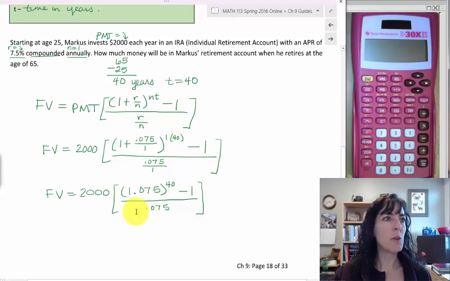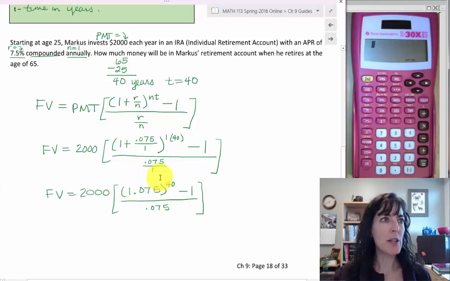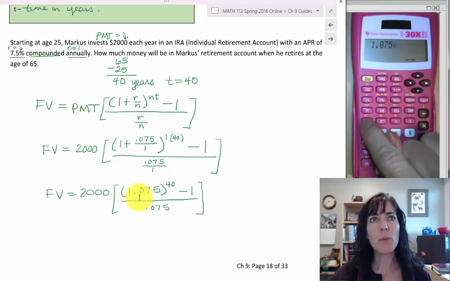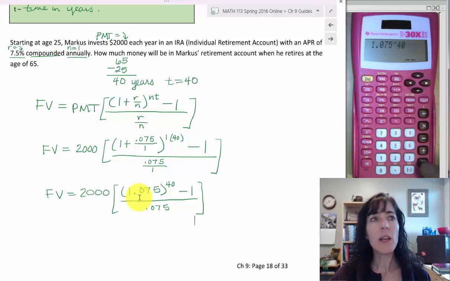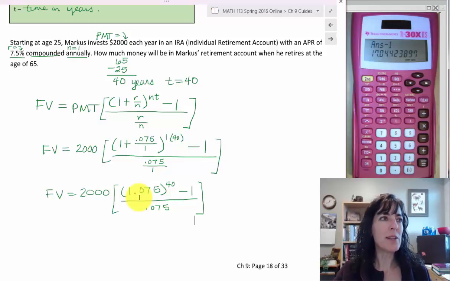I do want to take a look now at doing this on the calculator. I'm going to start inside the big square brackets, which remember are just like parentheses. I'm going to do the 1.075 to the 40th power first, subtract the 1, and then divide by the 0.075, and finally multiply by the 2,000. So 1.075 to the, remember the exponent button, 40th, equals. That gives me 18 something, and so I'll subtract 1, and I get 17 point something.